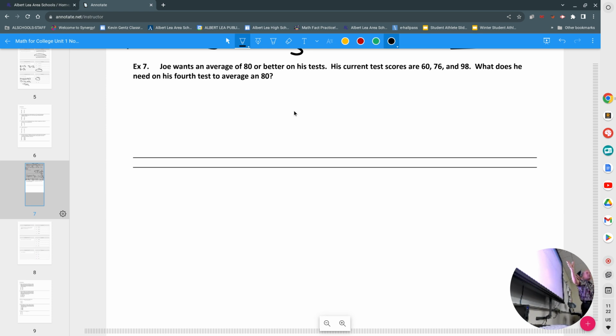By the way, this is real life stuff. Joe wants an average of 80 or better on his test. His current test scores are 60, 76, and 98. Yay, he rocked the last one, right? Mom said, hey, Joe, if you have an average of 80, I'm going to buy a puppy.